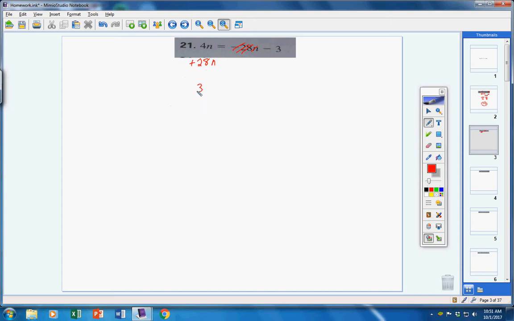Which would give you 32n equals negative 3. No simplifying to do. Isolate your variable and divide both sides by 32. A negative over a positive is negative, and 3 over 32 cannot be reduced. Now, let me check my answers here to make sure I've not made a mistake somewhere. Okay, that is correct.